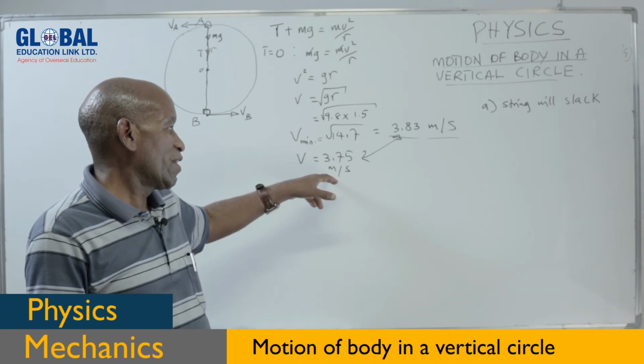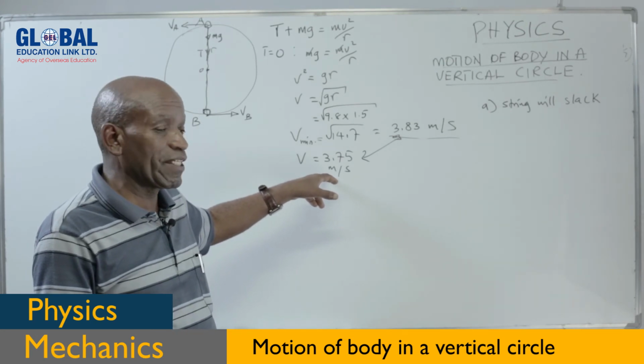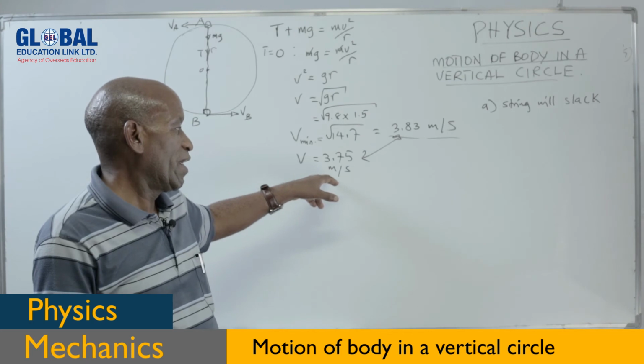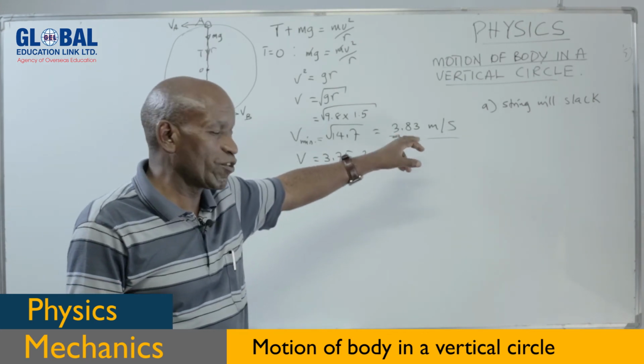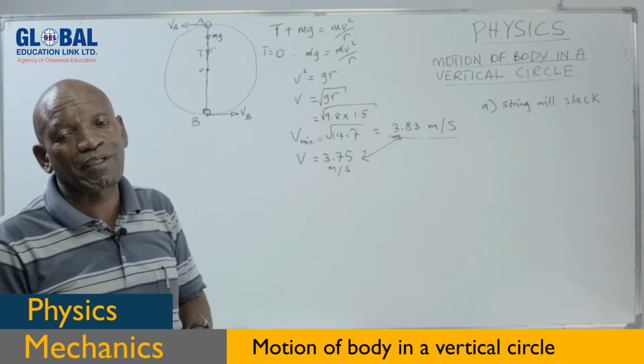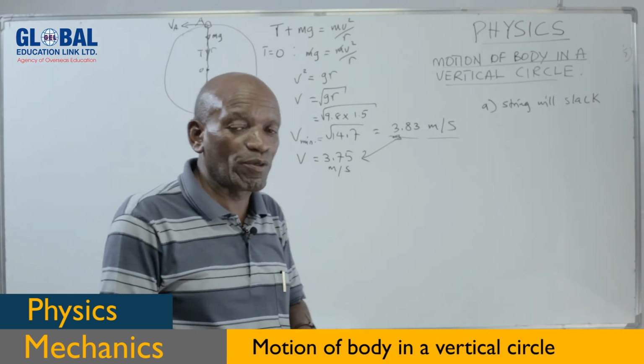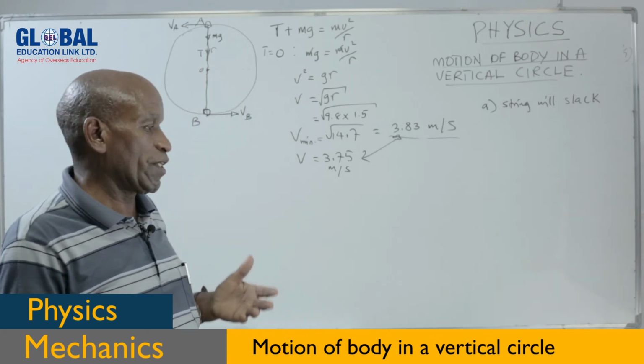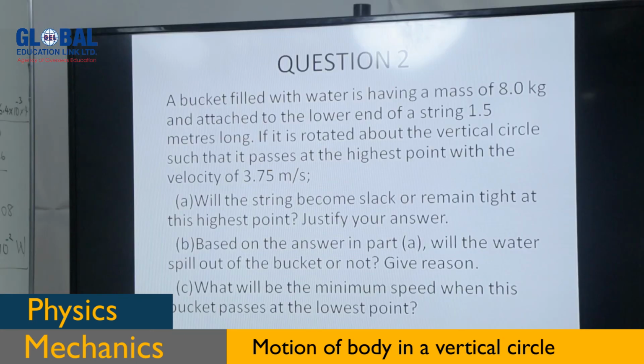velocity which the bucket is given there is really smaller than the actual minimum velocity which that particular bucket is supposed to possess. Okay, we go to part C. What will be the minimum speed when the bucket passes at the lowest point?